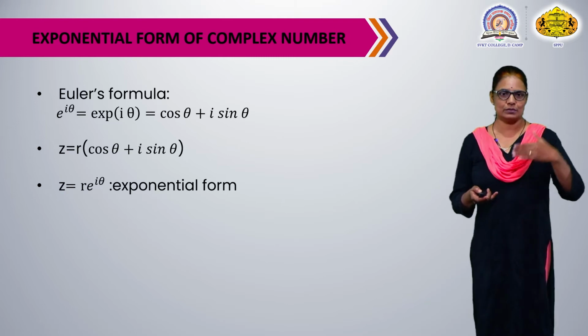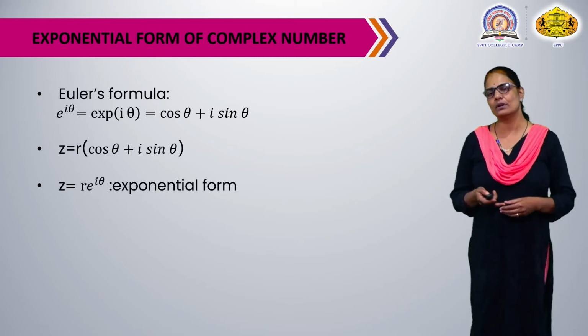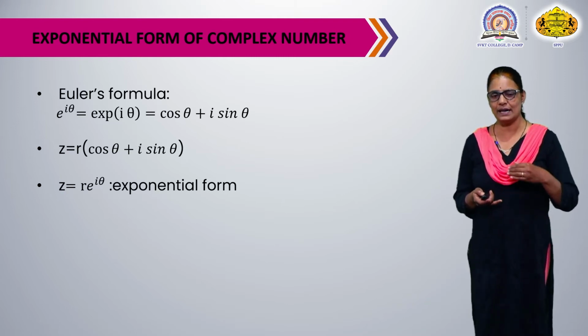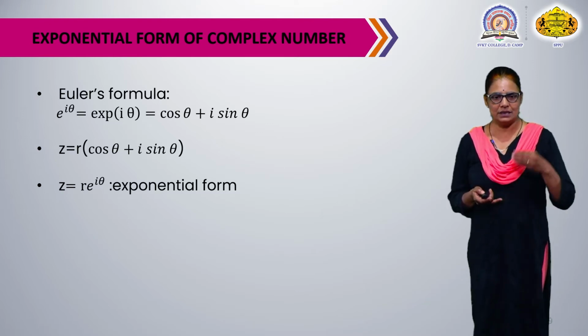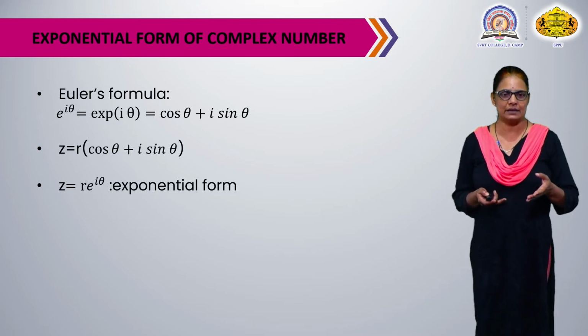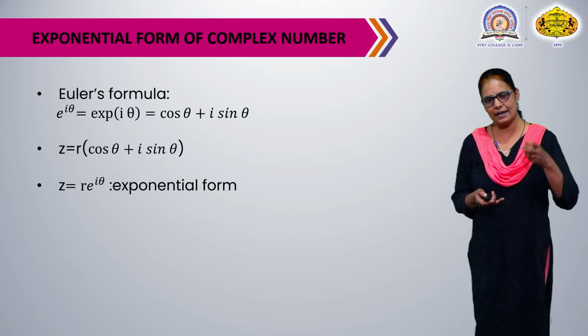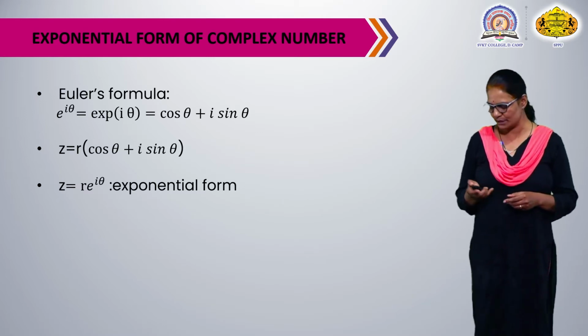So to write the exponential as well as the polar form of the complex number, we require r and theta, that is the length of the radius vector and the argument of the complex number.